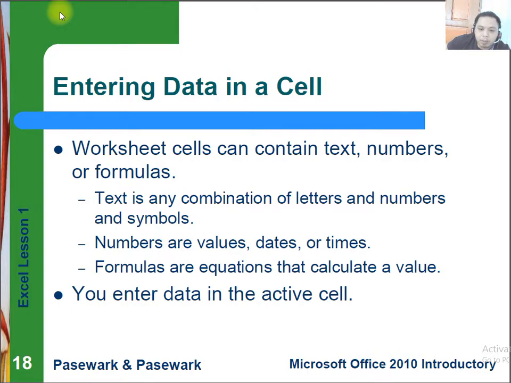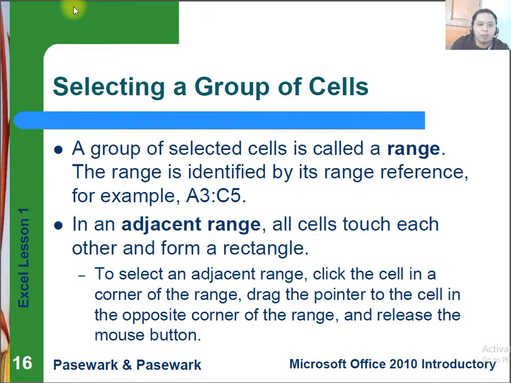Text is any combination of letters and numbers and symbols. So yun yung text. Okay, numbers naman are values, dates or times. Okay, ibig sabihin yan, number lang talaga. Values, pag sinabing values, for example, pera, ganyan. Dates, yung dates or time. Formulas are equations that calculate a value. Okay, you can enter data in the active cell. So select, mag-click ka lang ng cell, then once magiging active cell na siya, then pwede ka nang mag-type ng data.